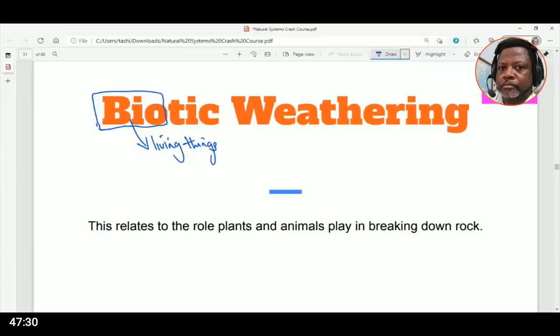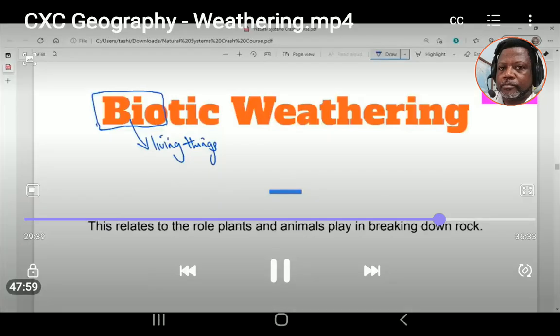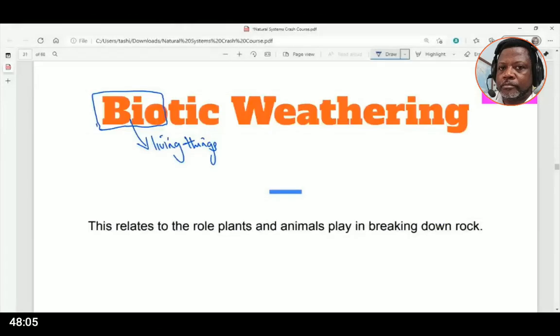If we are talking about biotic weathering, we're talking about how living things, such as plants and animals, weather rocks or cause rocks to break down. It sounds simple, doesn't it? Once you understand what the word means, you can figure out your definition right away. Biotic weathering relates to the role plants and animals play in breaking down rocks. I would also add that it includes the action or influence of humans as well.